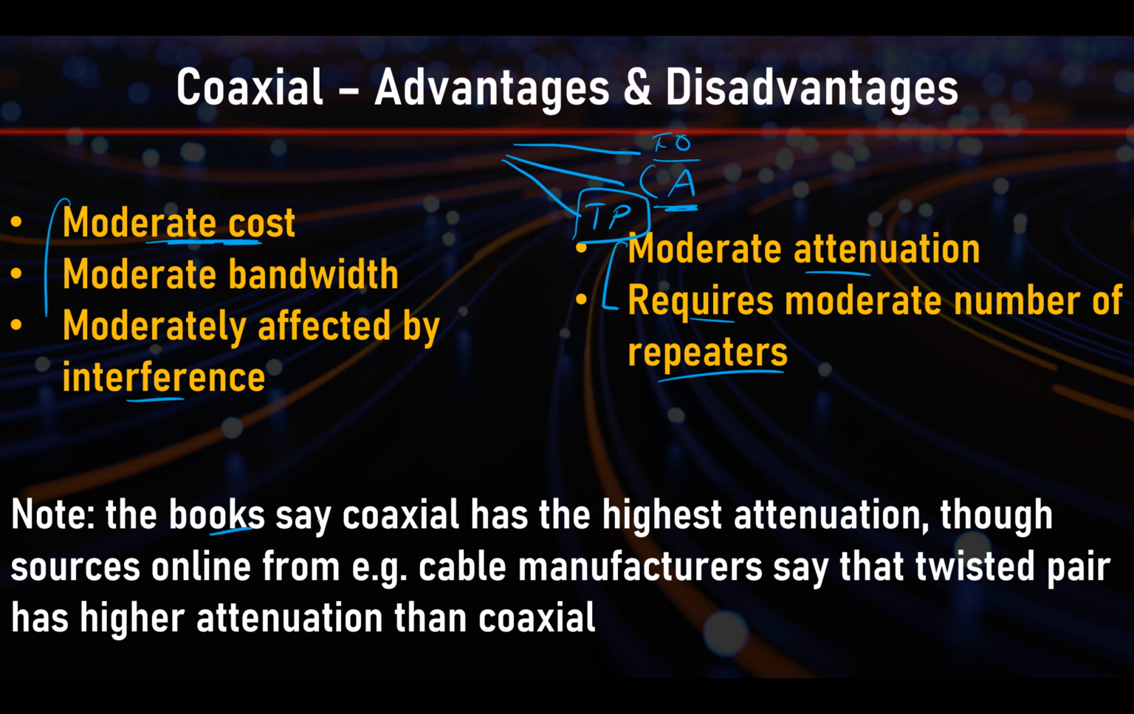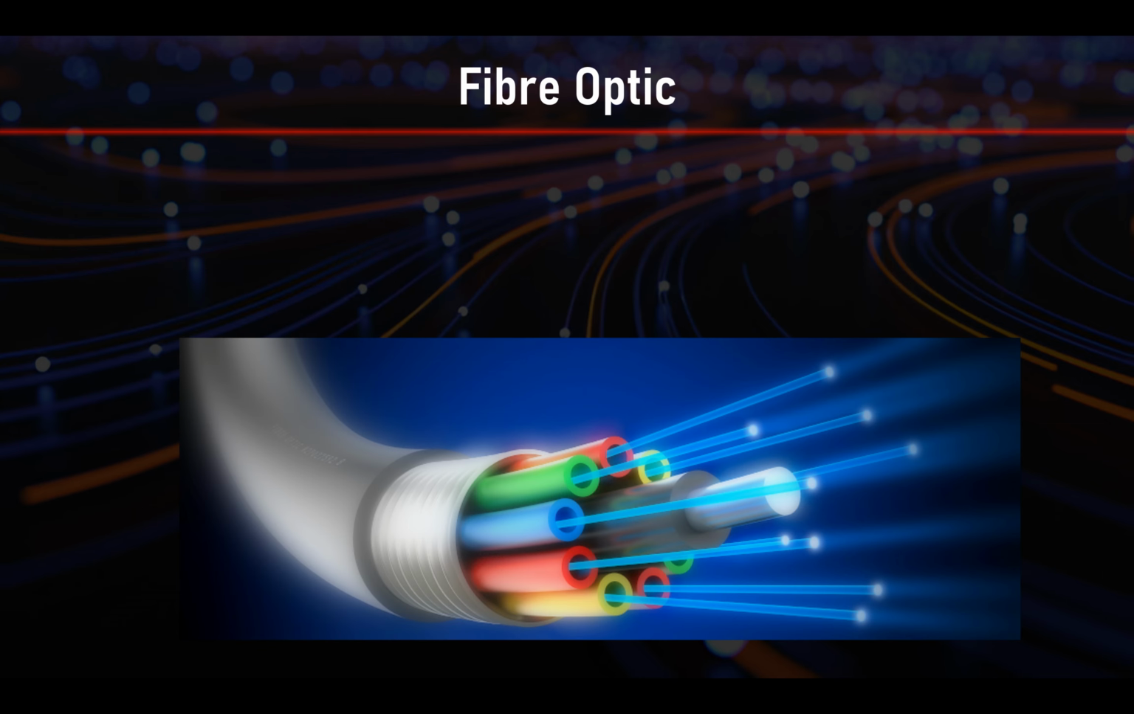And actually, one thing I will point out is that the books claim that coaxial has the highest attenuation. However, all the sources I found online were generally saying that actually twisted pair has higher attenuation. And that was even from, for example, websites of manufacturers of these cables. So if anyone thinks this is wrong, let me know in the comments. But based on the cable manufacturers' websites that I found, they were saying that twisted pair has a higher attenuation than coaxial.